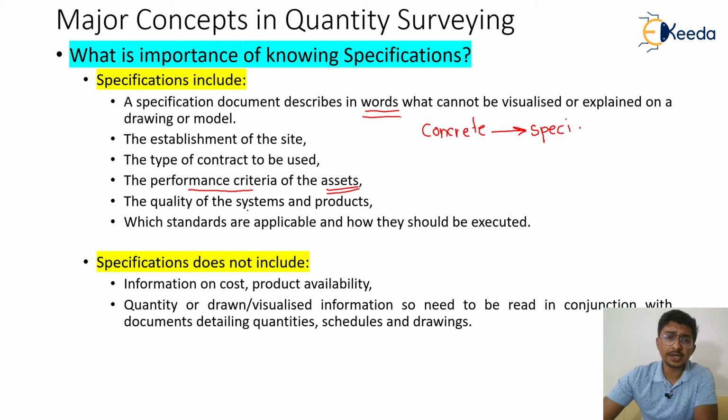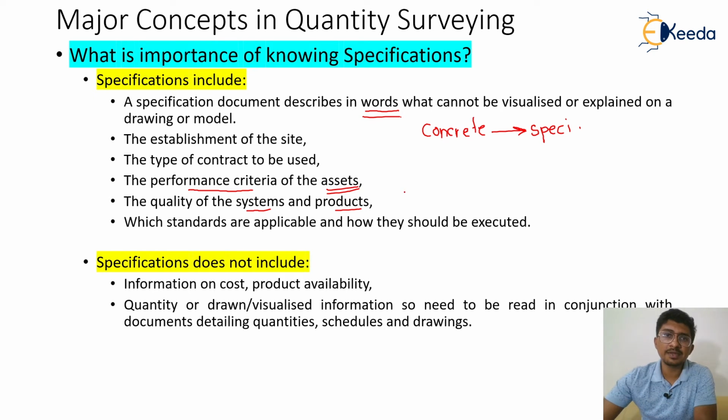The next one is the quality of the systems and the products. Systems and products means, suppose I have given a work to the contractor, then I need the contractor to use a specific methodology and specific equipment for the construction of my product.